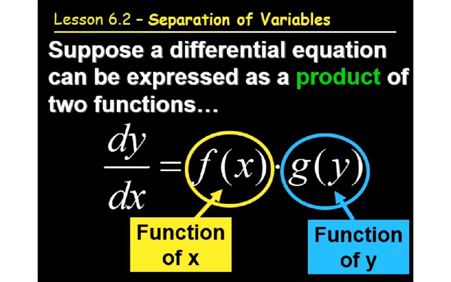Now, separation of variables is actually doing implicit differentiation backwards. Do you remember implicit differentiation from Chapter 3? It was quite challenging. Actually, doing separation of variables, doing it backwards, isn't quite as challenging. We just have to understand that we're going to need to separate the x and y.